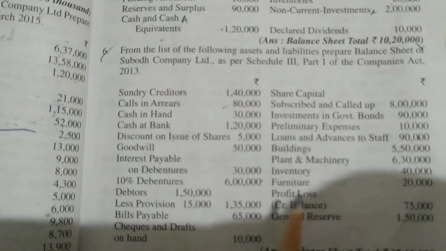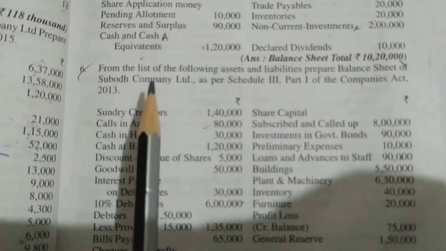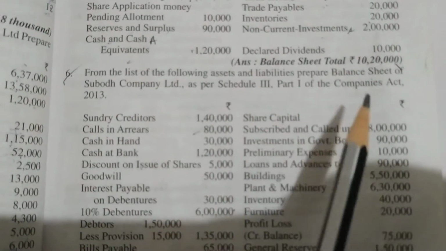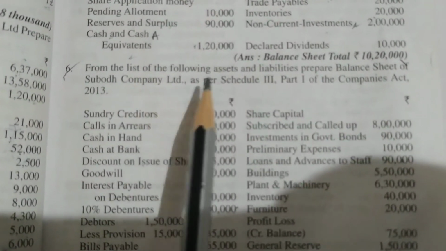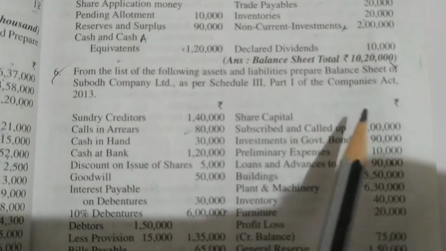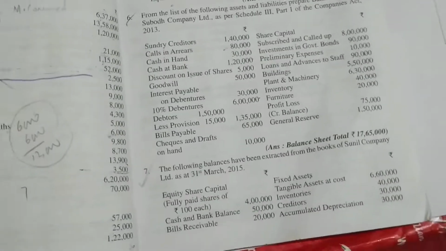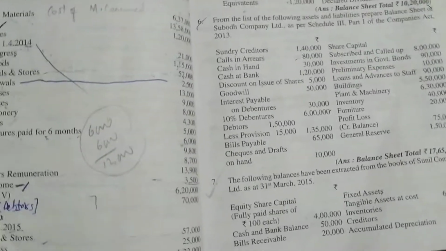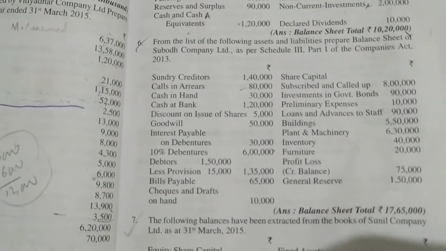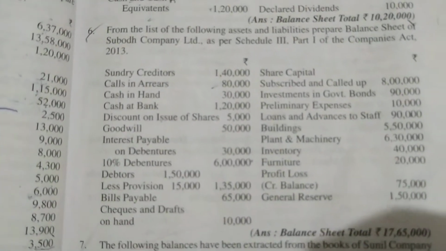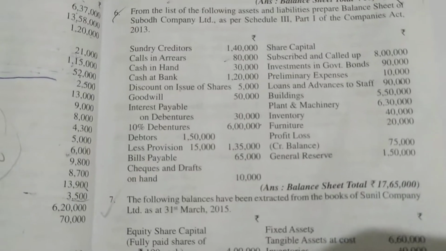First, see the 6th question. In the list of following assets and liabilities, prepare the balance sheet of Subodh Company Limited as per Schedule 3, Part 1 of the Companies Act 2013. So he is asking you to prepare company final accounts. He is asking you to prepare the balance sheet, so we'll prepare the balance sheet. Now the format of the balance sheet.